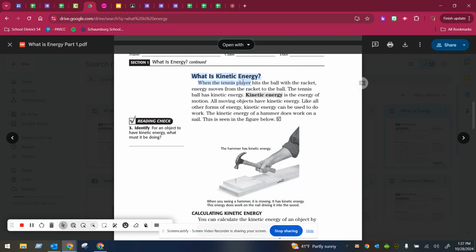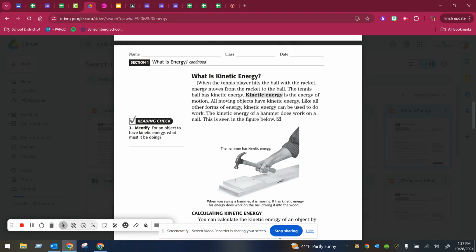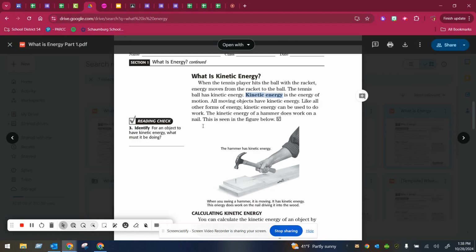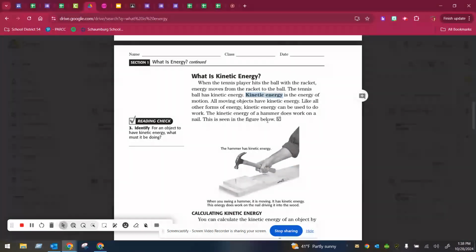Next page. What is kinetic energy? When the tennis player hits the ball with the racket, energy moves from the racket to the ball. The tennis ball has kinetic energy. Kinetic energy is the energy of motion. All moving objects have kinetic energy. Like all other forms of energy, kinetic energy can be used to do work. The kinetic energy of a hammer does work on a nail. This is seen in the figure below.